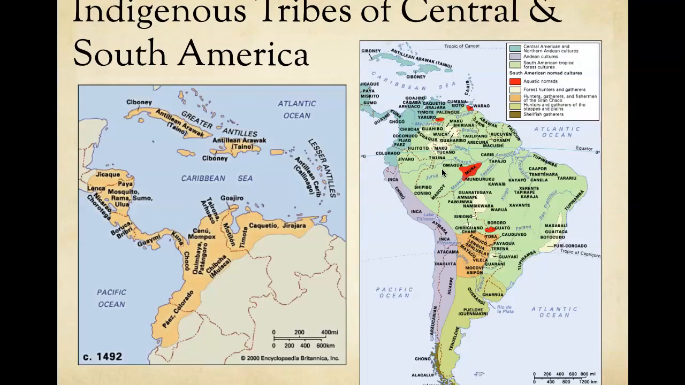So here's a map of the indigenous tribes in Central and South America. You're most familiar with the Inca right here who lived in the Andes, but there were plenty of Amazonian tribes and groups all through Central America who lived on the islands in the Caribbean. So Christopher Columbus interacted with the Taino. So plenty of indigenous tribes already occupying this land.